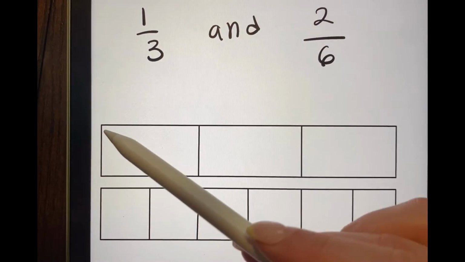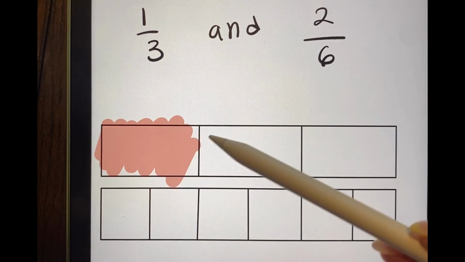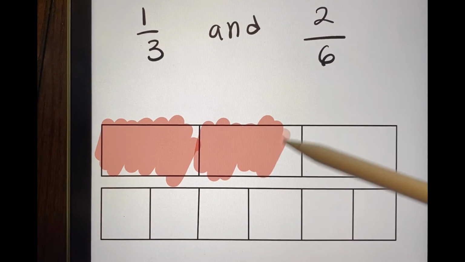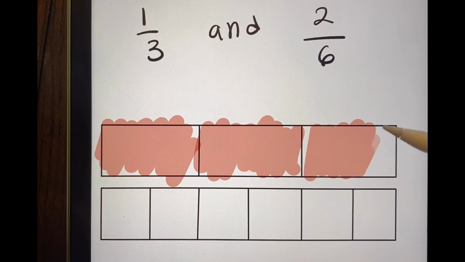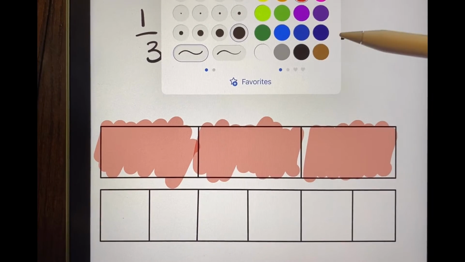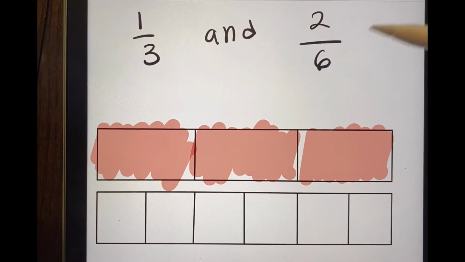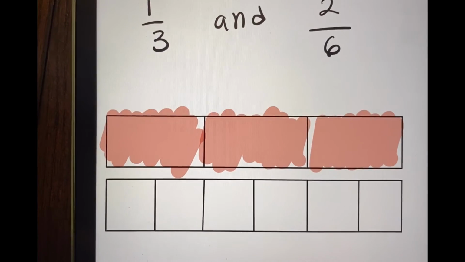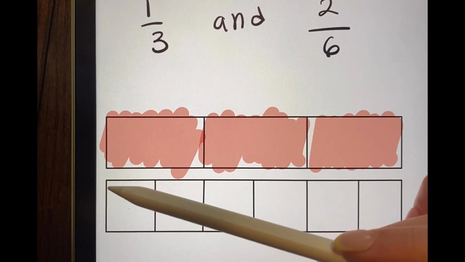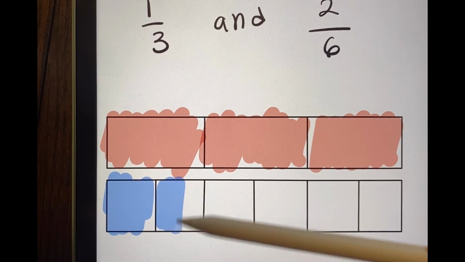But yet again, we'd be using the real hands-on depictions. But just for the sake of this video, I'm going to go ahead and color in the thirds on my first strip to show that those are all thirds. And then on my bottom strip, I'm going to go ahead and color in my 1/6.